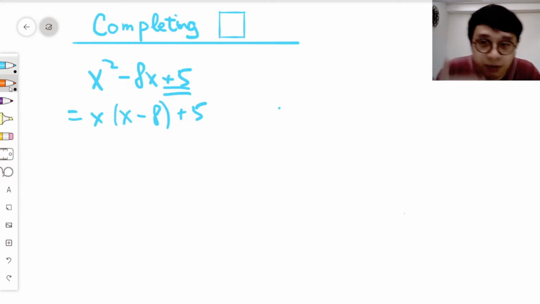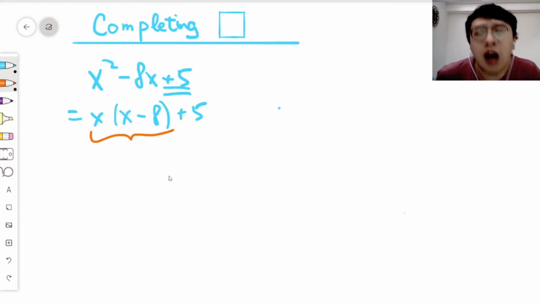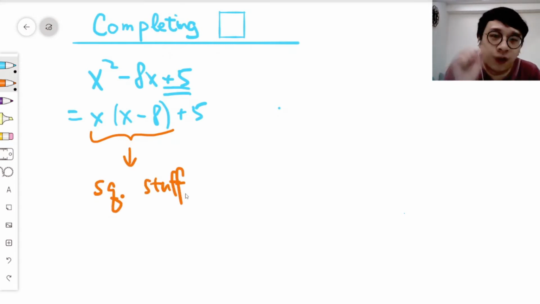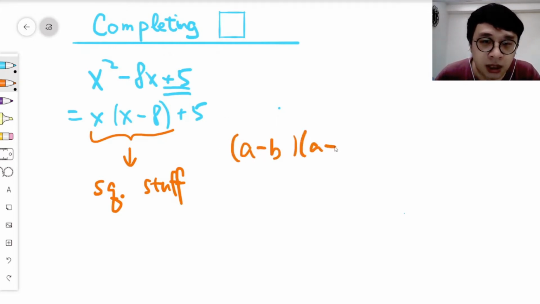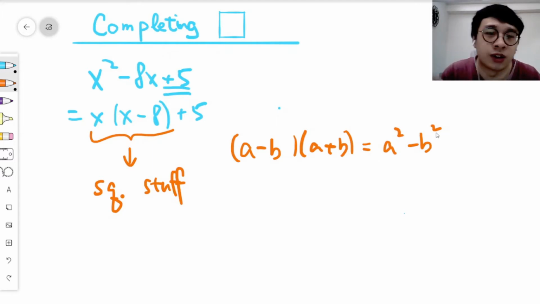So what's the next step? My next step is to consider this x times (x minus 8). How can I turn it into some square stuff? A magic formula popped up in my mind: (a minus b) times (a plus b) equals a squared minus b squared. I guess some countries' curricula include this formula as one of the must-learn materials. I'm from Hong Kong, and this is from grade 8 materials.